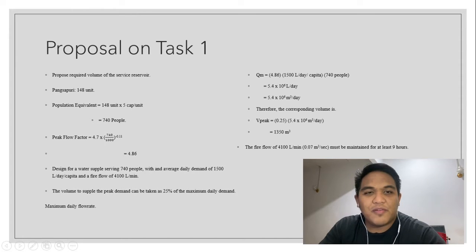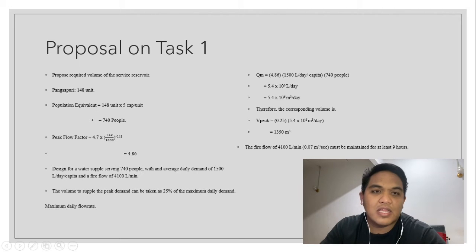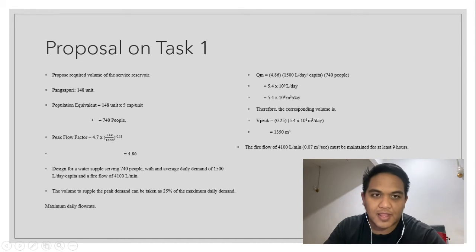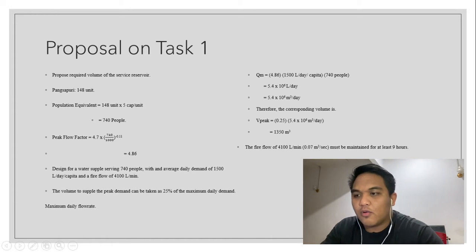So the peak flow factor is 4.7 times 740 divided by 1000, to the power of negative 0.11. So we get 4.86 for the peak flow factor. Next, we want to find the design for a water supply serving 740 people.